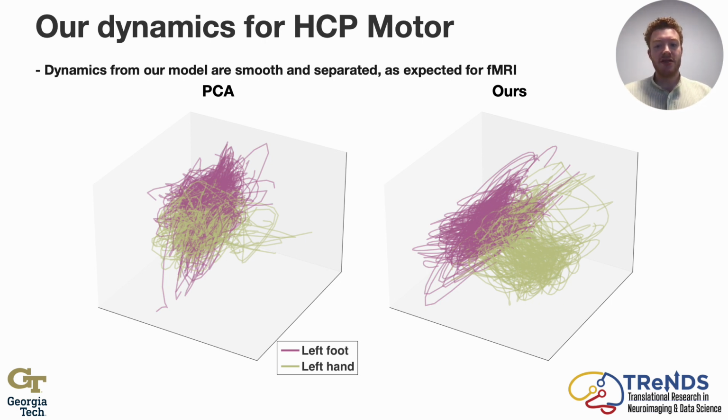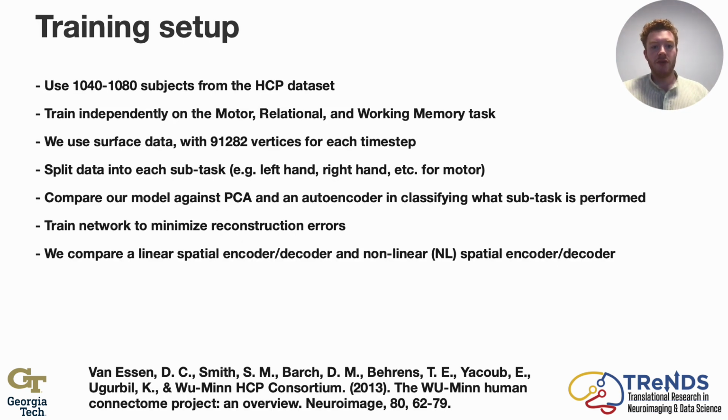To evaluate whether this does not just visually improve the results, but also quantitatively, we evaluate our model on the HCP dataset. To evaluate our model against the PCA and autoencoder baseline, we use between 1,040 and 1,080 subjects, depending on how many subjects had task fMRI data for that specific task. We use the motor, relational, and working memory tasks from the HCP dataset and train the model independently for each type of task, because we assume that each task has distinct dynamics. We do the same for the PCA and autoencoder baselines, and evaluate our model on a completely held-out test set.